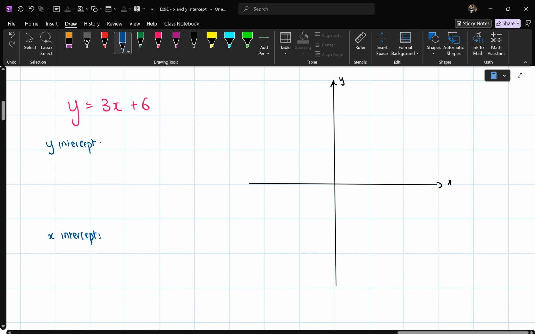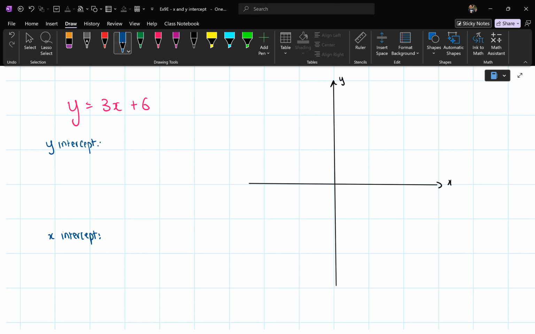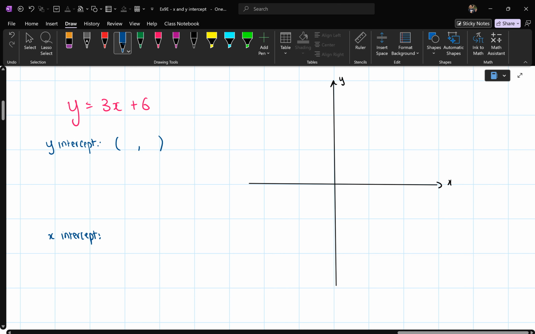In my other video, I tried to explain the theory behind it, but at this point, I'm just going to get you to memorize it, assuming that you understood it. So to find the y-intercept, one fact is that x is always going to be 0. This is your x coordinate, and the y is what we're trying to figure out. So x is always going to be 0.